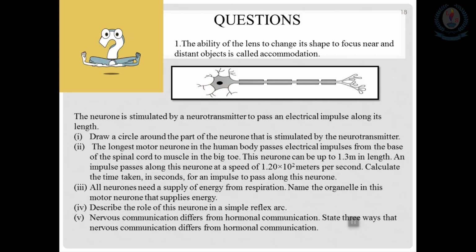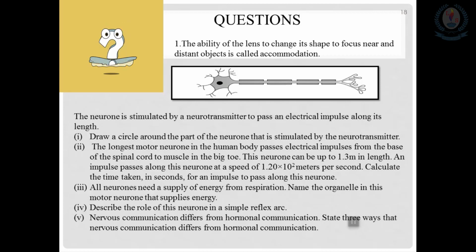The second part, the longest motor neuron in the human body passes electrical impulses from the base of the spinal cord to muscle in the big toe. This neuron can be up to 1.3 meters in length. An impulse passes along this neuron at a speed of 1.2 × 10^2 meters per second. Calculate the time taken in seconds for an impulse to pass along this neuron.